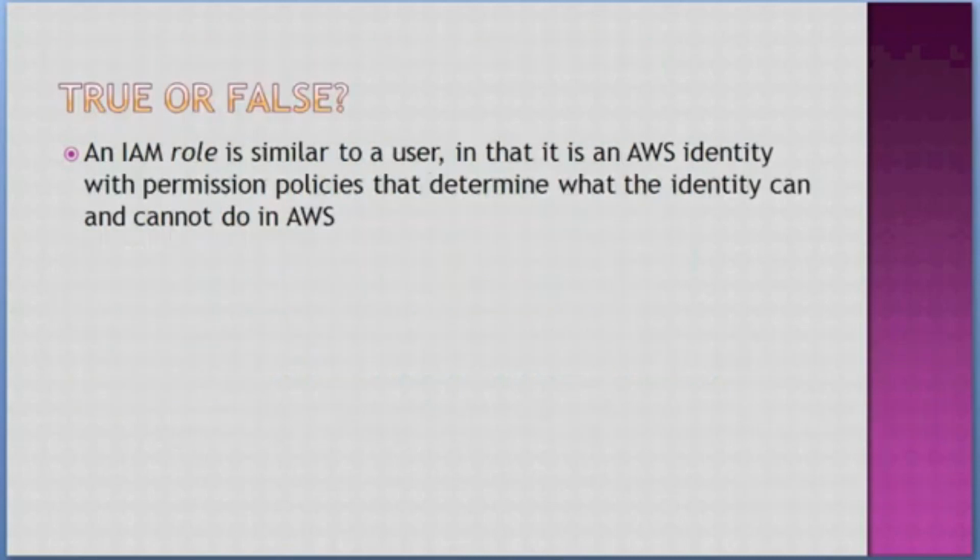True or false? An IAM role is similar to a user, an AWS identity with permission policies that determine what the identity can and cannot do in AWS. True.